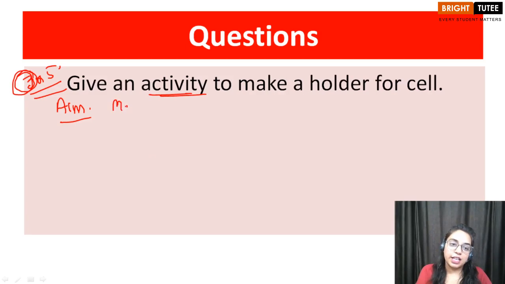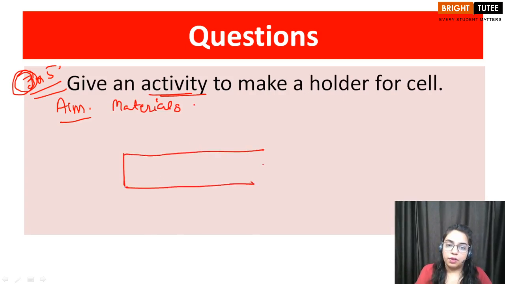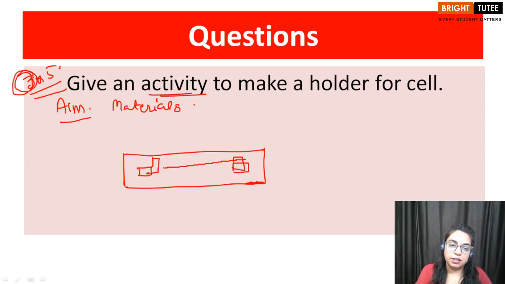Then you will write the second thing, which is the materials required. The materials required are, we will need a wooden block, and we will need 2 metal strips which we are going to connect in this way. Then we will need a rubber band so that we can keep these metal strips intact and tight, and we will need 2 connecting wires which will connect to the 2 metal strips. Okay, and here our holder will be ready. Here we will place our cells like this.